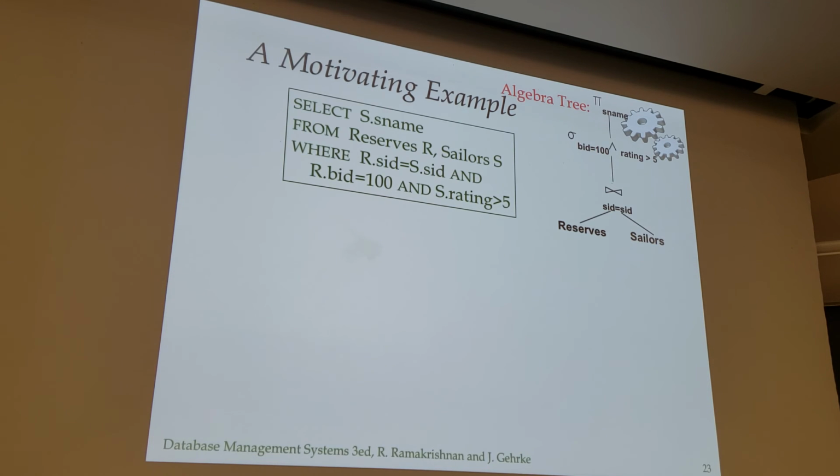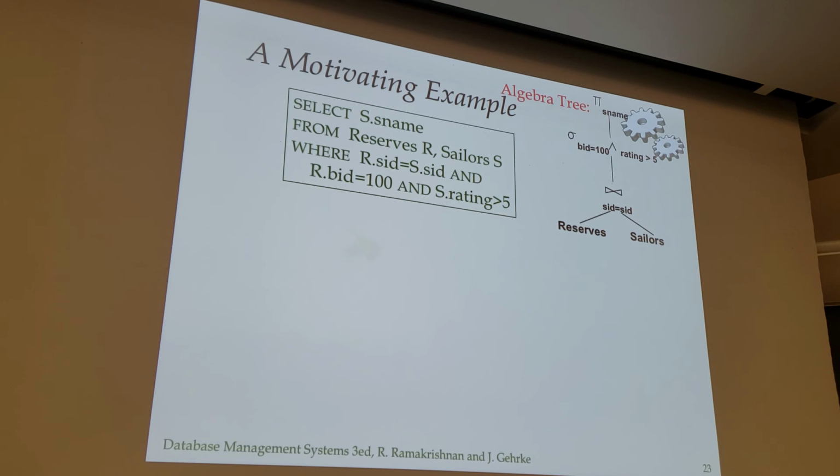So here's a simple query. We're going to be looking across reserves and sailors, where the sailor's rating is greater than 5, and the sailor reserved boat 100. So the query basically says, give me the names of sailors whose rating is more than 5, and who reserved the boat whose number is 100. And we don't have a separate boats table. We just have R and S, sailors and reserves.